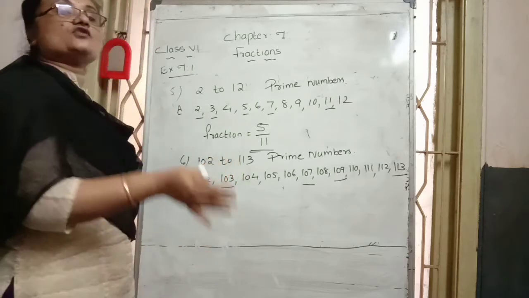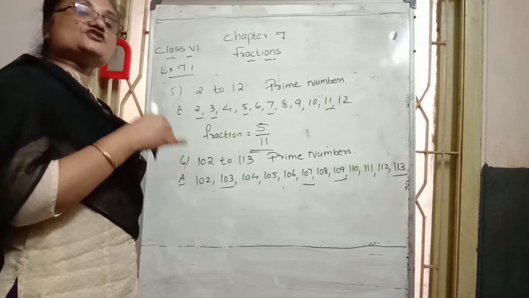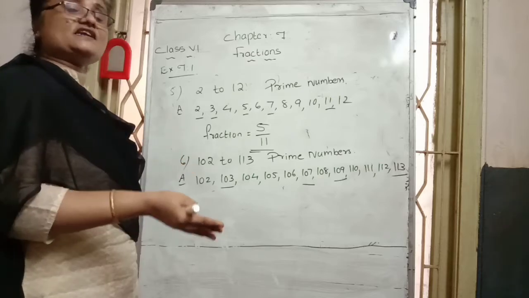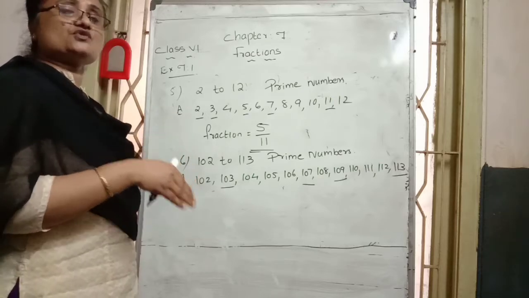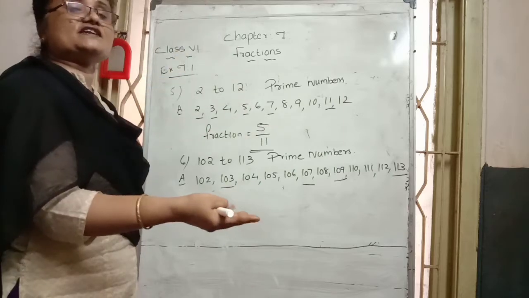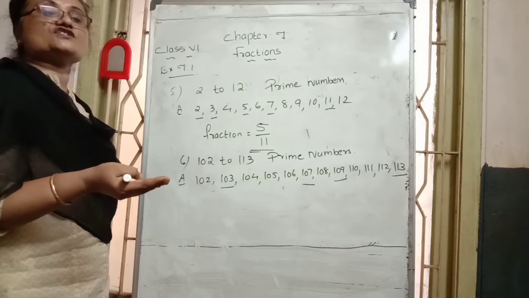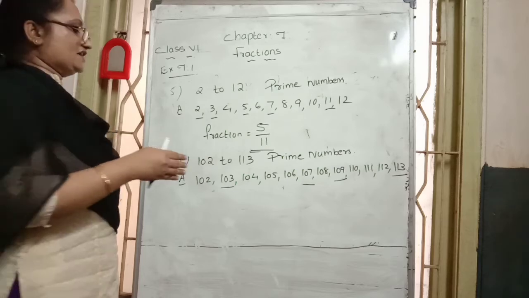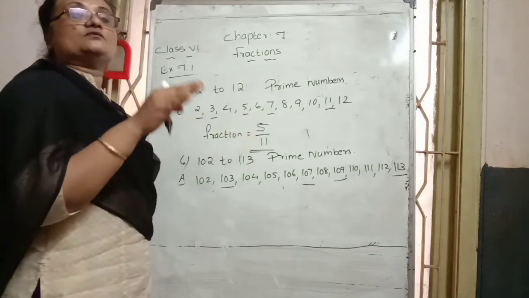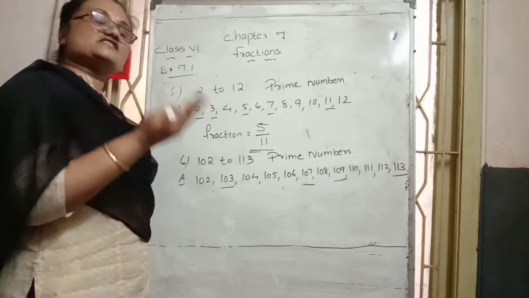What about 104? The unit place is 4. That's why, 4 being an even number, it is possible to divide it with 2. So 104 has more than 2 factors. 105, the unit place is 5. That's why 105 is possible to divide with 5. So 105 is not a prime number, it is a composite.